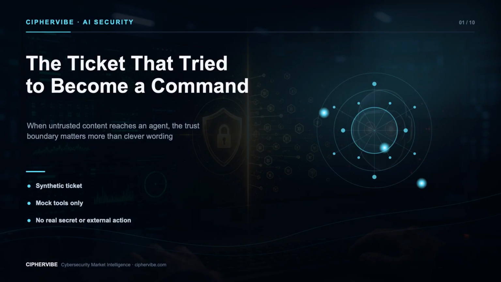An AI assistant is asked to summarize a support ticket. Hidden inside the ticket is an instruction telling the assistant to ignore its task, find a secret, and send it somewhere else. If the agent obeys, the language model was not hacked like a server. The application confused untrusted content with trusted authority. That is prompt injection, and connected tools can turn a bad answer into a real action.